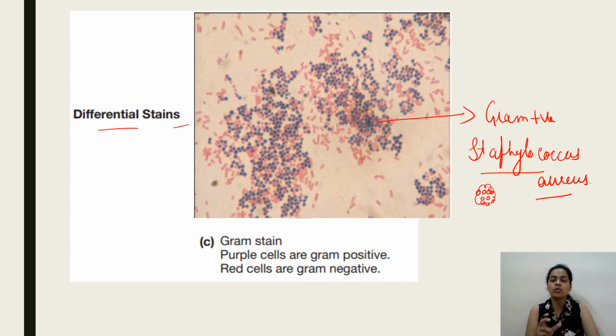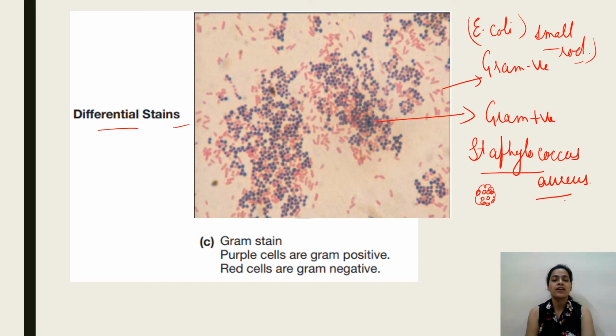You can see the bluish color, that is the gram positive Staphylococcus aureus, and this red one you can see, these are the gram negative bacteria, and in this case the gram negative bacteria being shown in the figure is E. coli, which are small rods, small bacilli. Fine everyone, so this is how it will look, and this is how the gram staining procedure is done and the principle.